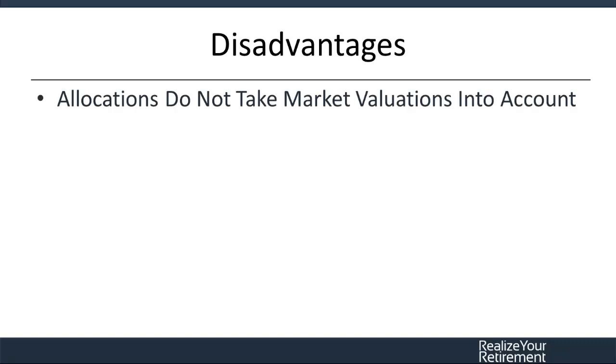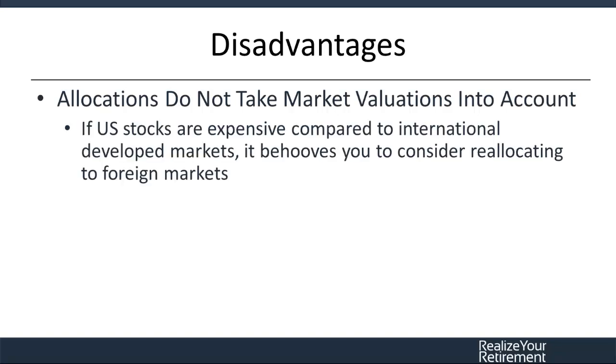I say this because allocations do not take market valuations into account. When we measure US stock markets by utilizing market valuation techniques, we see that US stocks are among some of the most expensive in the world. This causes US stock markets' long-term returns to likely be inferior to that of many foreign markets whose overall valuations and prices are much cheaper for their earnings and growth potential.